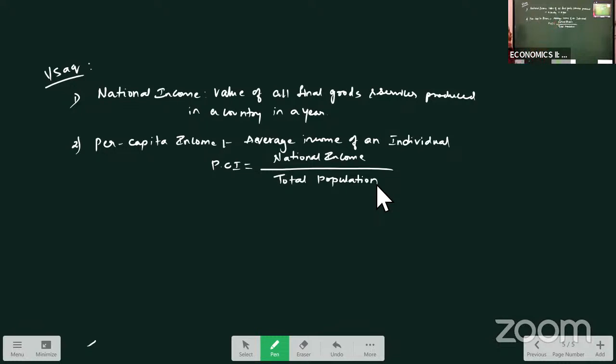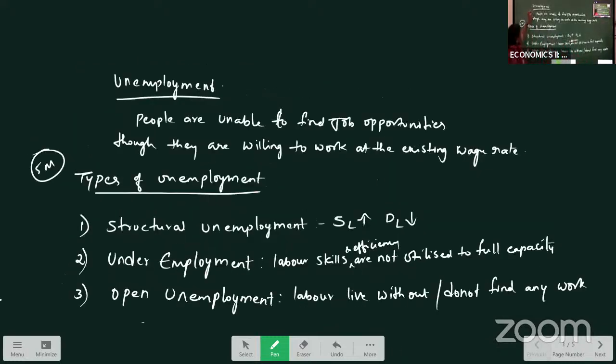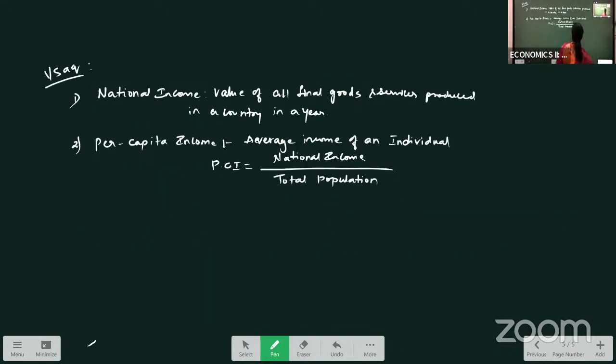Then next you have unemployment, like we have discussed earlier. What is unemployment and what are the types of unemployment? Unemployment means people who are unable to find job opportunities, though they are willing to work at the existing wage rate. That situation is called unemployment. In this, you have different types of unemployment. Any type they may ask for 2 marks, so just go through the types of unemployment for this.